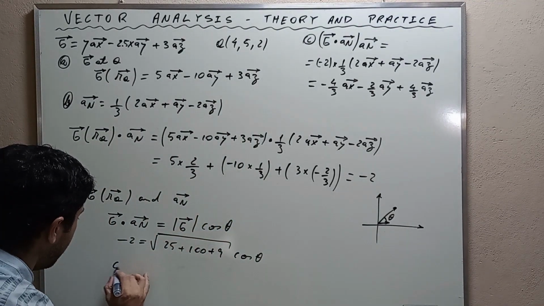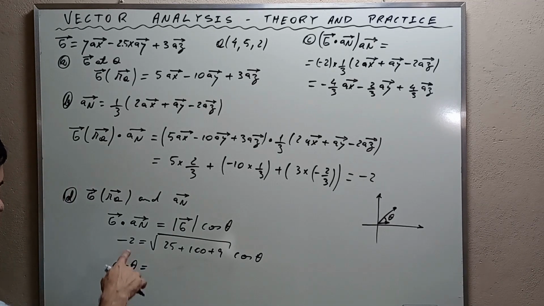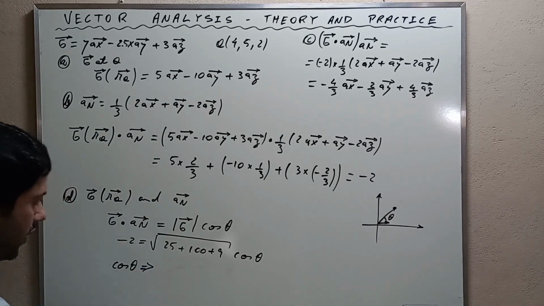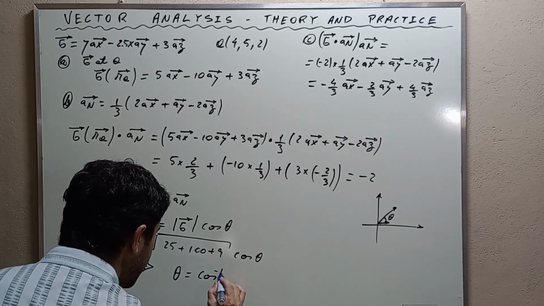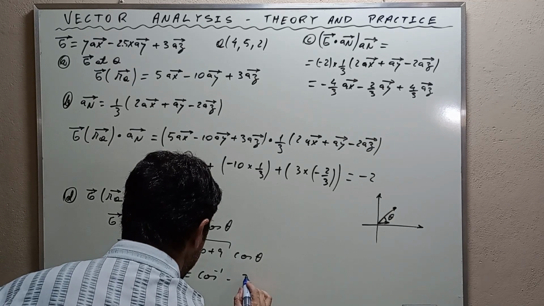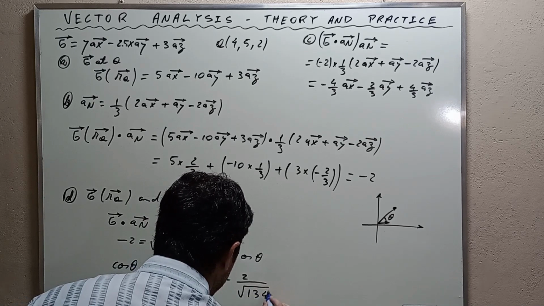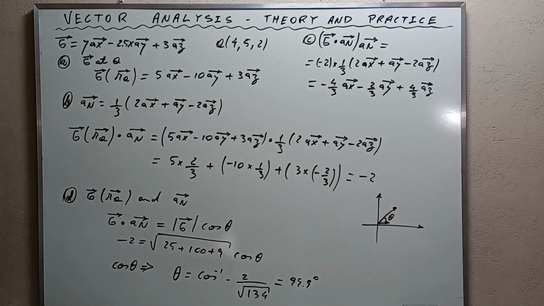The cosine of theta is equal to this divided by this, okay? This divided by this. And in this way we can calculate theta as the inverse cosine of -2 divided by the square root of 134. And this is equal to 99.9 degrees, okay? And this is all for the dot product.